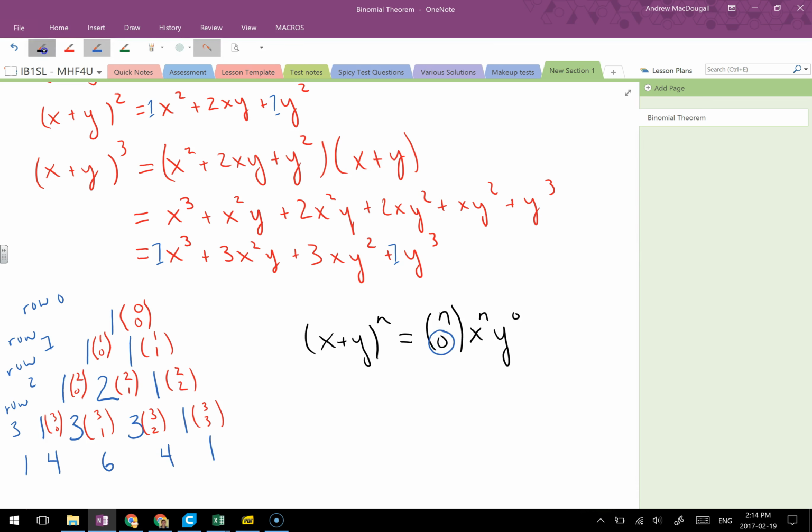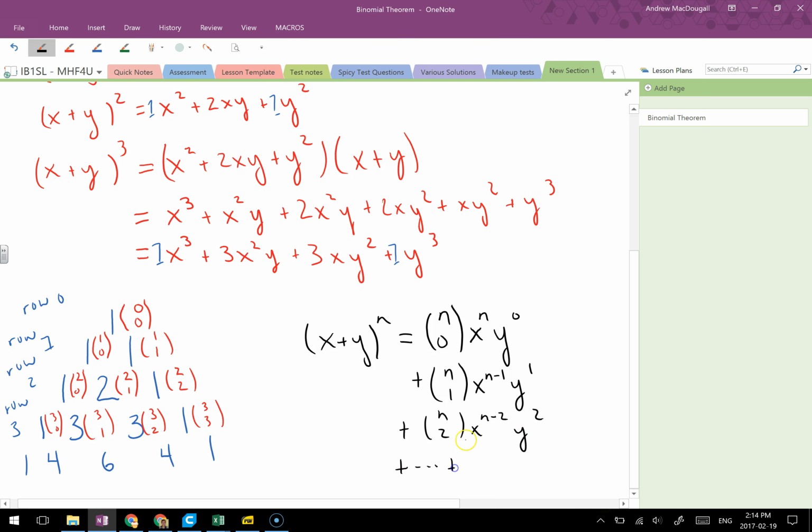So let's say next we get n choose 1, the x's count down, the y's count up. And n choose 2, next. And this keeps going until the last element in that row of Pascal's triangle, x is then at power 0, and y reaches power n. This is the binomial theorem.